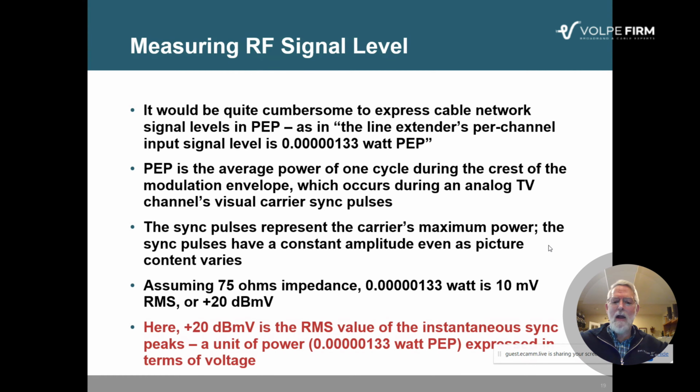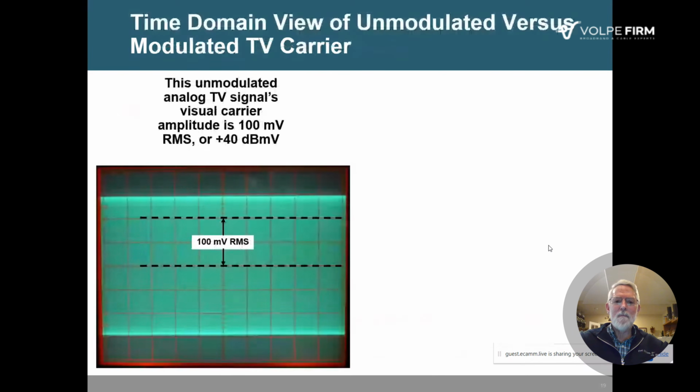A unit of power, 0.0000133 watt PEP, expressed in terms of voltage. So our signal level meters, when they report dBmV, are giving us the peak envelope power of the RF signal, but in terms of dBmV. So let's put this in perspective, which might help clarify it a little bit.